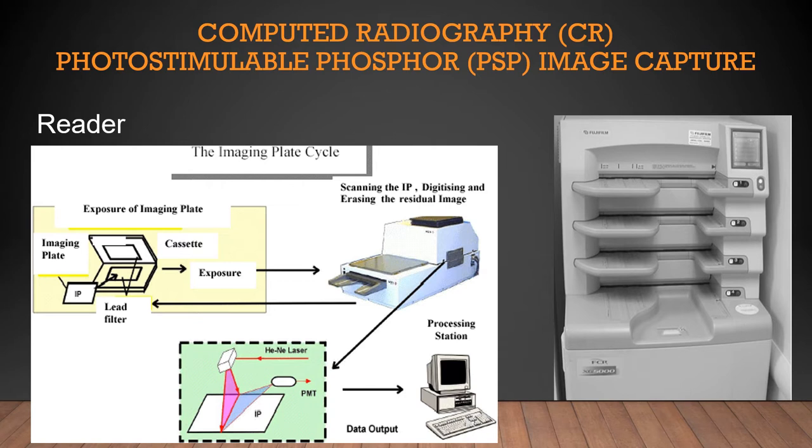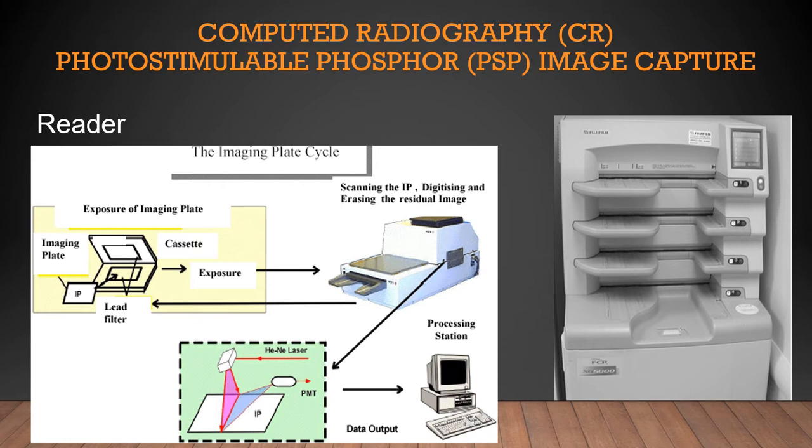The PSP plate is fed through the PSP reader to release the latent image. Focused laser light scans over the plate, causing the electrons to return to their original state and emitting light in the process. This light is picked up by a photomultiplier tube or CCD array and converted into an electron signal. The electron signal is then sent through the ADC, which is the analog to digital converter, to produce a digital image that can be sent to the review station.